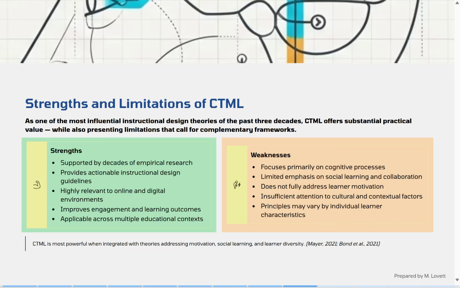At the same time, CTML doesn't tell the whole story. Its primary focus is on how learners process information, but learning is influenced by much more than just cognition alone. Factors such as motivation, collaboration, social interaction, culture, and individual differences also play an important role in the learning experience. That's why I see CTML as a strong foundation rather than a complete solution. It works especially well when combined with other theories that address these additional dimensions of learning.